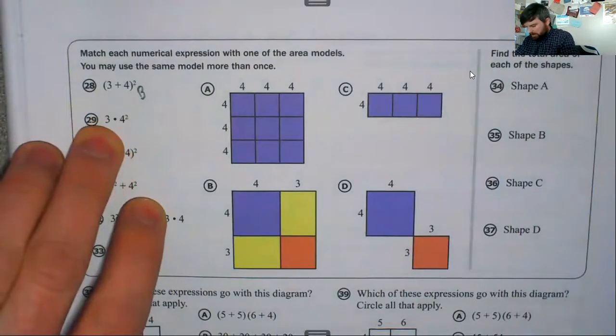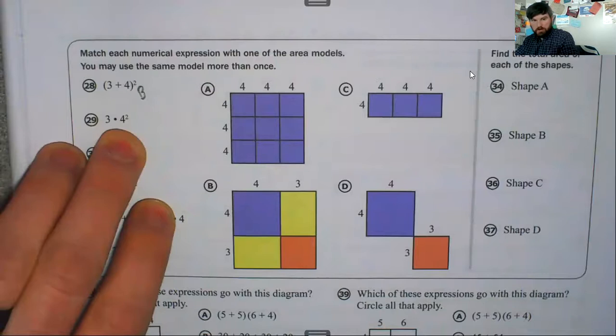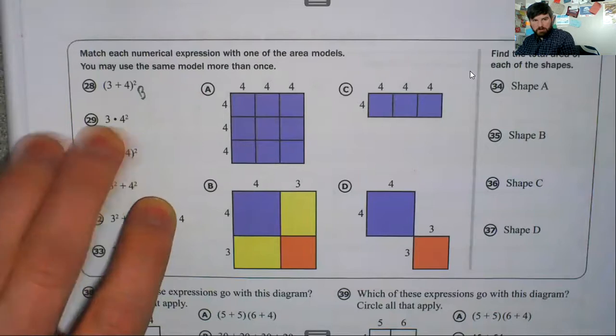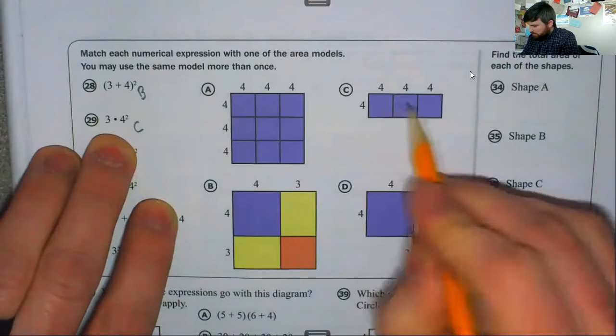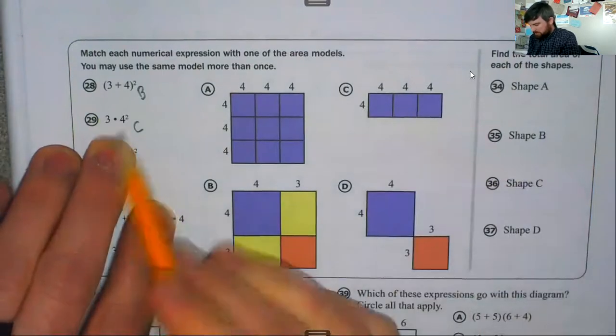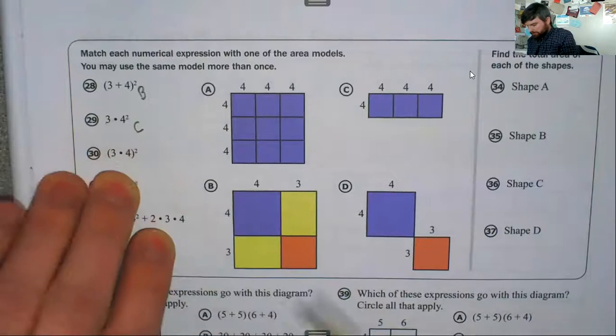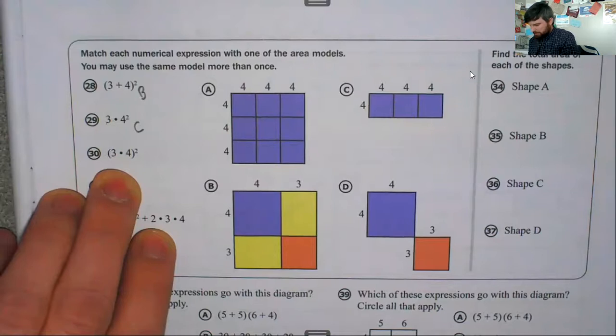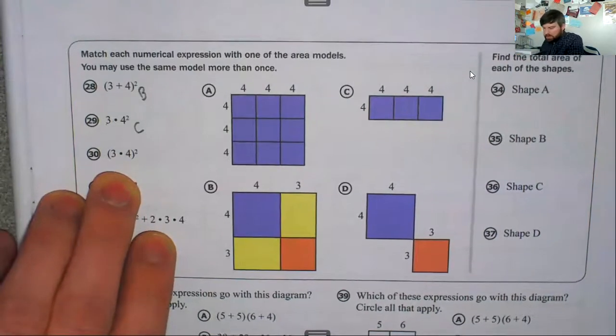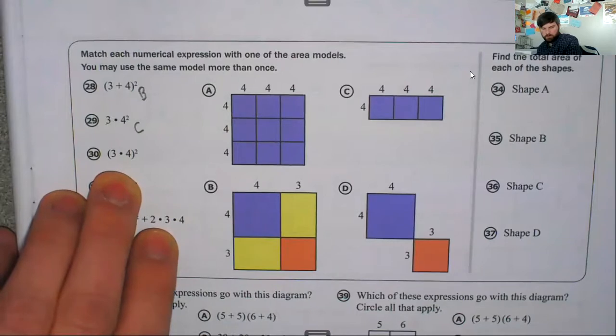You have 3 times 4 squared. So you have a square with 4 by 4, and you actually have 3 of them. So this happens to be C. You got 3 4 by 4 squares. That's what this says. 3 4 by 4 squares. You have 3 times 4 squared. Okay, that's a little bit tricky.